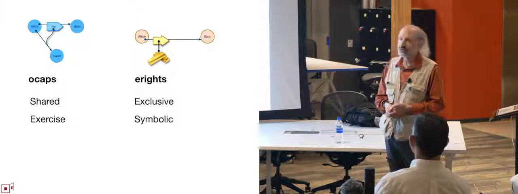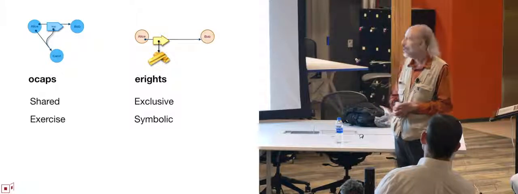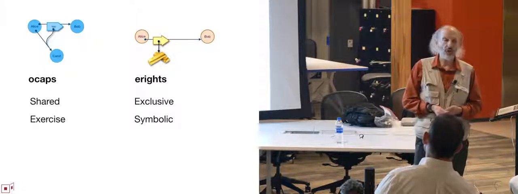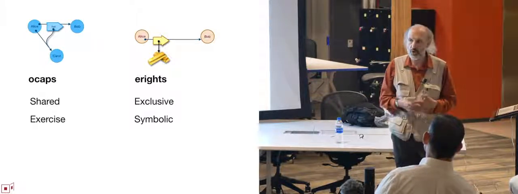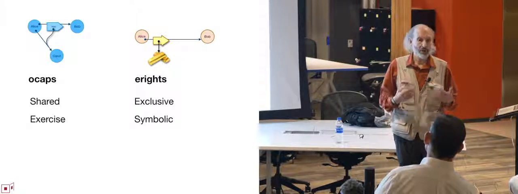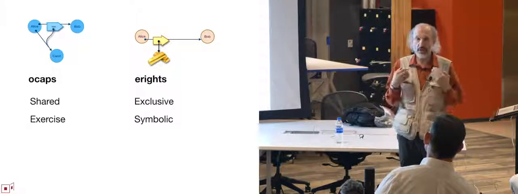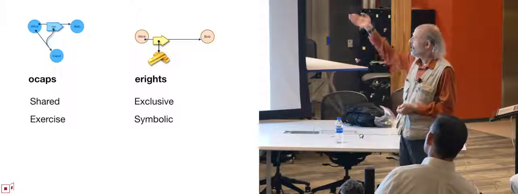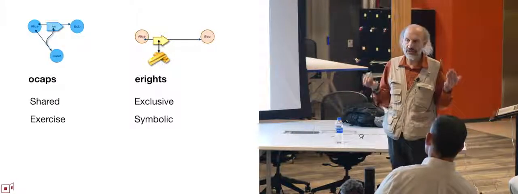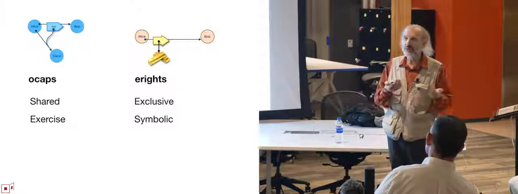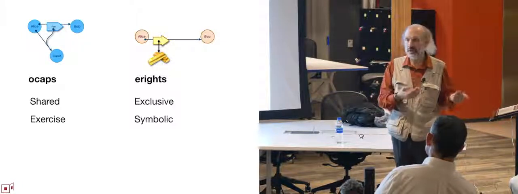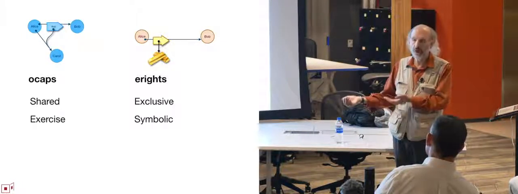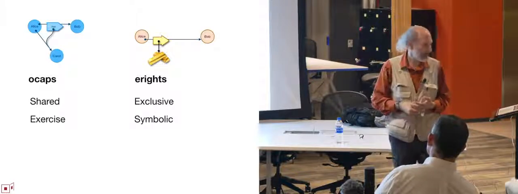There's exercise versus symbolic. Objects are all about the exercise right. You exercise a right when you actually do something with the right, like invoke the object, provoking its behavior, whereas money is just symbolic. It doesn't do anything. It's only valuable because of the expectation that you can trade it to others who will in turn value it.